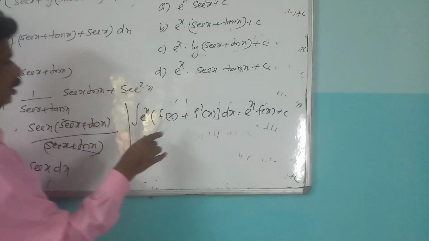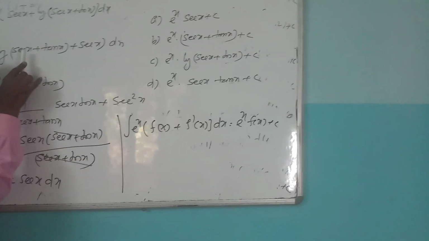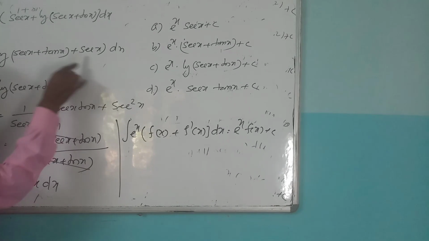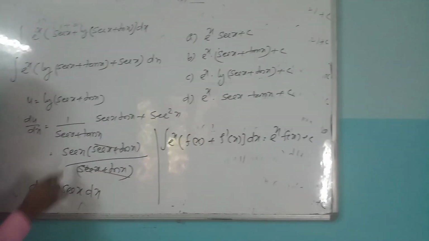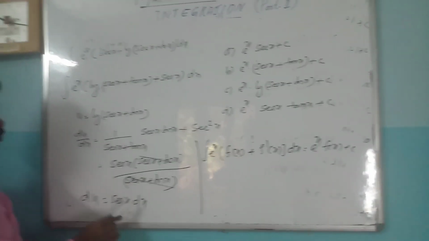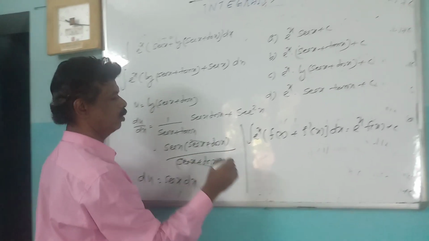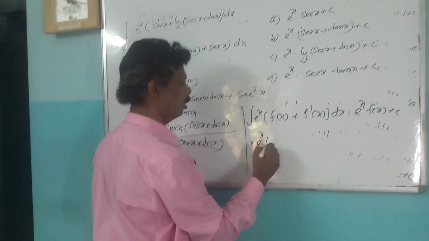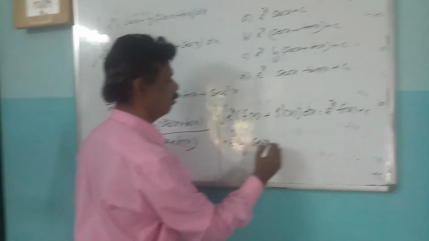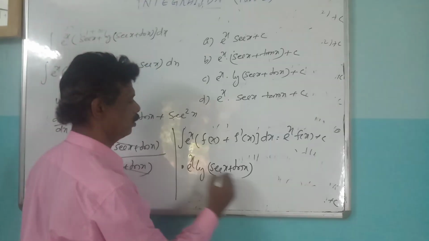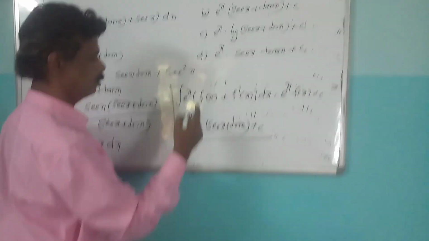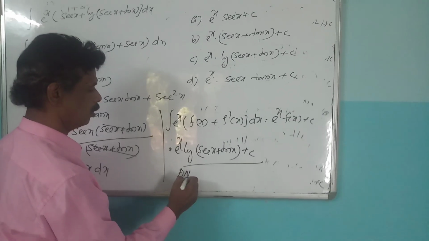Here this is the f of x and this is f dash x, because this sec x is the derivative of log sec x plus tan x. So we can write this answer equal to e raised to x f of x, that is e raised to x log of sec x plus tan x plus c. Then our choice is C. That is, the answer is C.